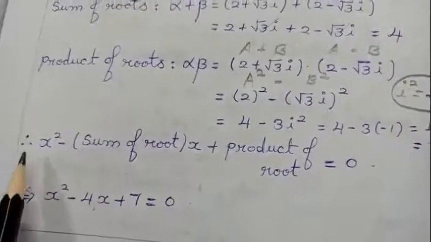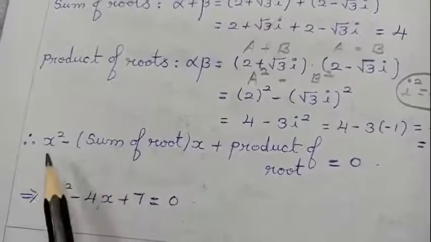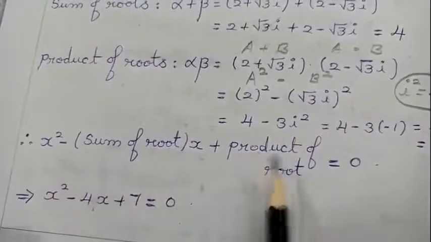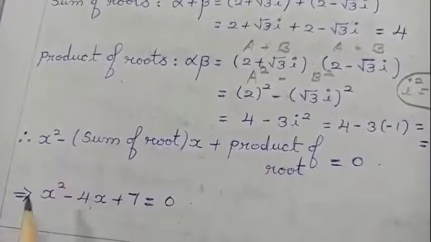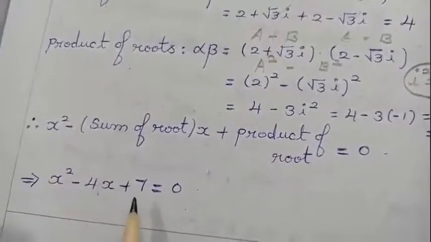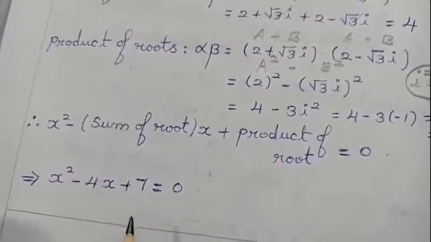The formation of the quadratic equation formula is this one: x square minus sum of roots x plus product of roots equal to 0. That is x square minus 4x plus 7 equal to 0 is the required answer.